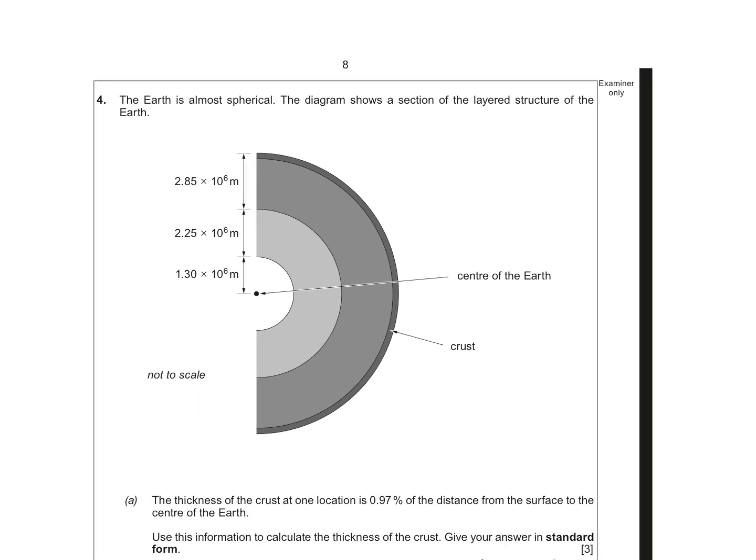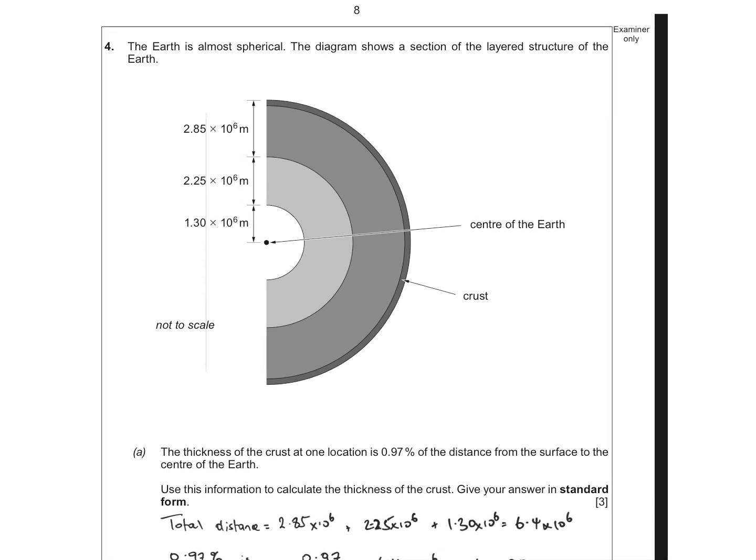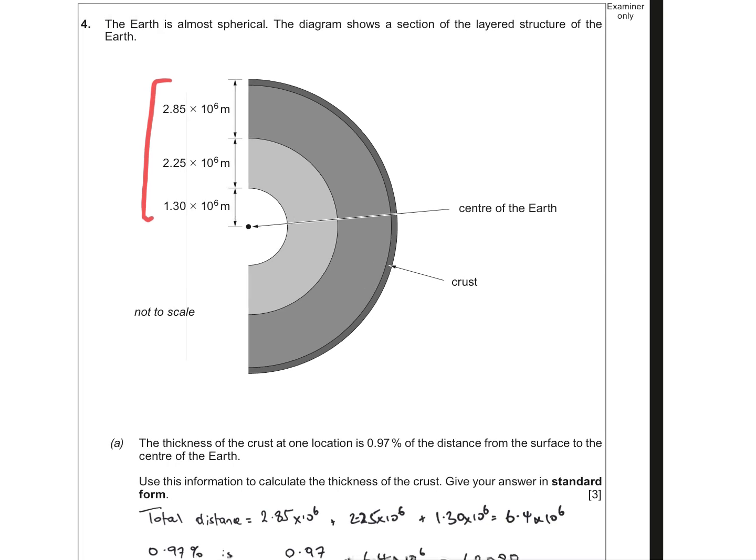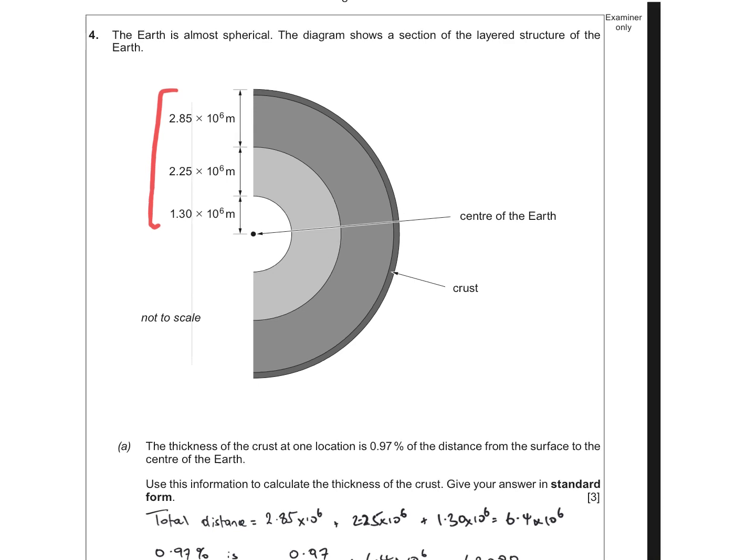The Earth is almost spherical. The diagram shows a section of the layered structure of the Earth, and I've got here the total thickness added up in standard form. The thickness of the crust at one location is 0.97% of the distance from the surface to the centre of the Earth. So when they say the surface to the centre, it's all of those added up there. Use this information to calculate the thickness of the crust and give your answer in standard form.